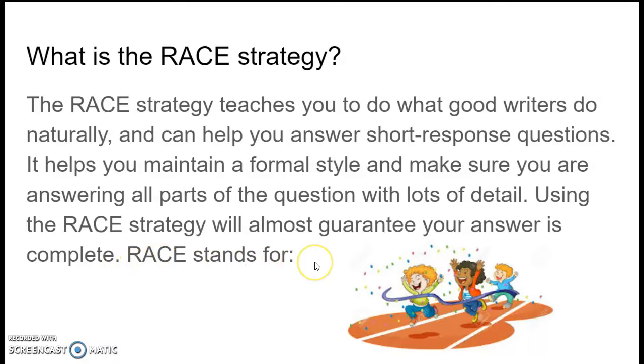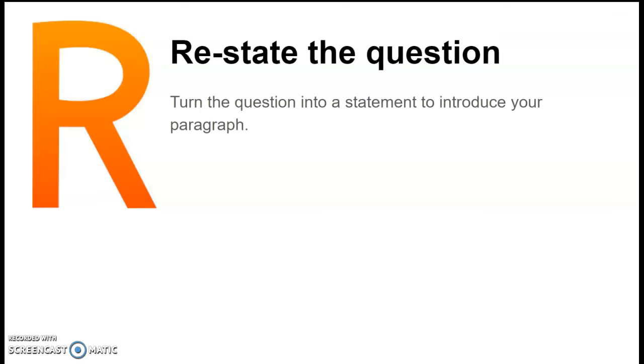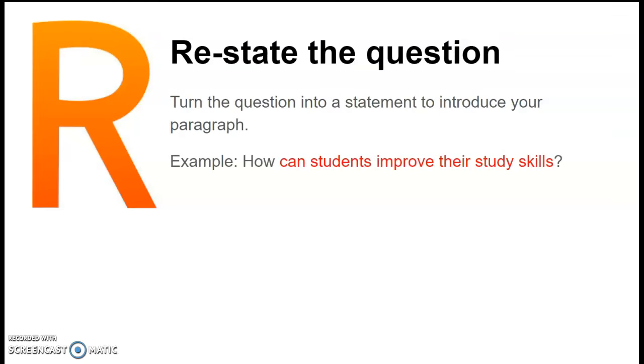RACE stands for, so we're going to talk about now, R, restate the question. Turn the question into a statement to introduce your paragraph. So an example, if the question says, how can students improve their study skills? Well, we would start by answering the question, right? Students can improve their study skills by, so we're just restating it. All we're doing is flipping a couple words, and it makes for the beginning of our answer.